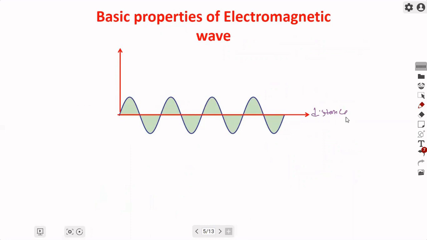You might already know that a wave has a lowest point and a highest point, right? This is the highest point of a wave. This is the lowest point. The vertical distance between the highest point and the wave's central axis is known as its amplitude. So this is the amplitude of the wave.